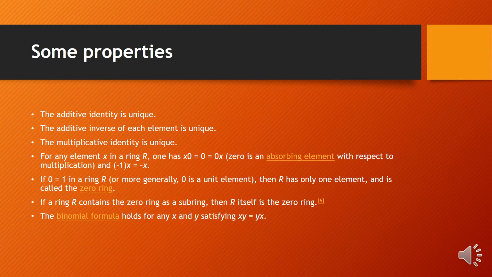(-1) × x = -x. If 0 = 1 in a ring R, or more generally, 0 is a unit element, then R has only one element, and that is called the zero ring. If a ring R contains the zero ring as a subring, then R itself is the zero ring. The binomial formula holds for any x and y satisfying x × y = y × x.